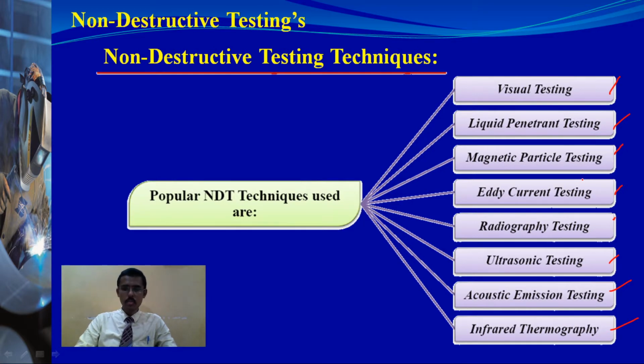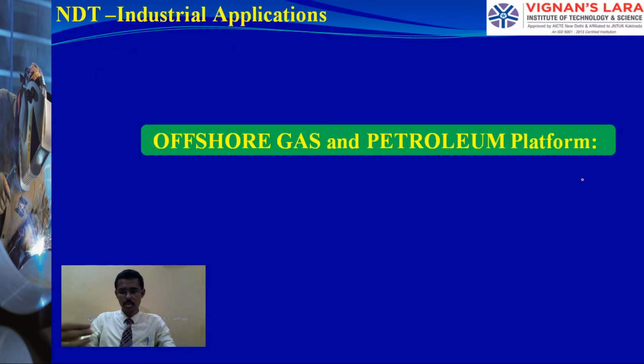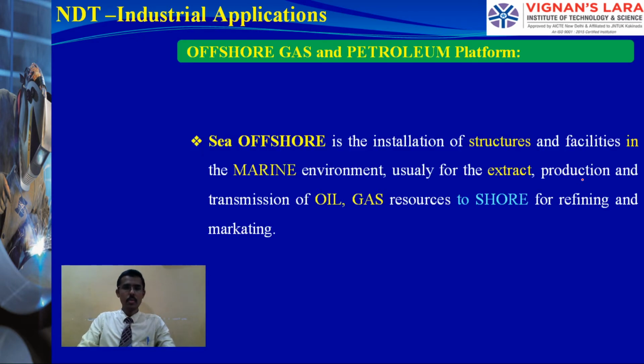Now we are going to see the applications of these NDT techniques in various sectors. Previously we have covered a few examples of NDT application in railways, in aerospace, and in automobiles. In continuation, we will see in today's session NDT applications in offshore industries. Offshore is nothing but a seashore, where the oil, gas, and petroleum are extracted from the ground level, purified, and then marketed. So one by one we will see.